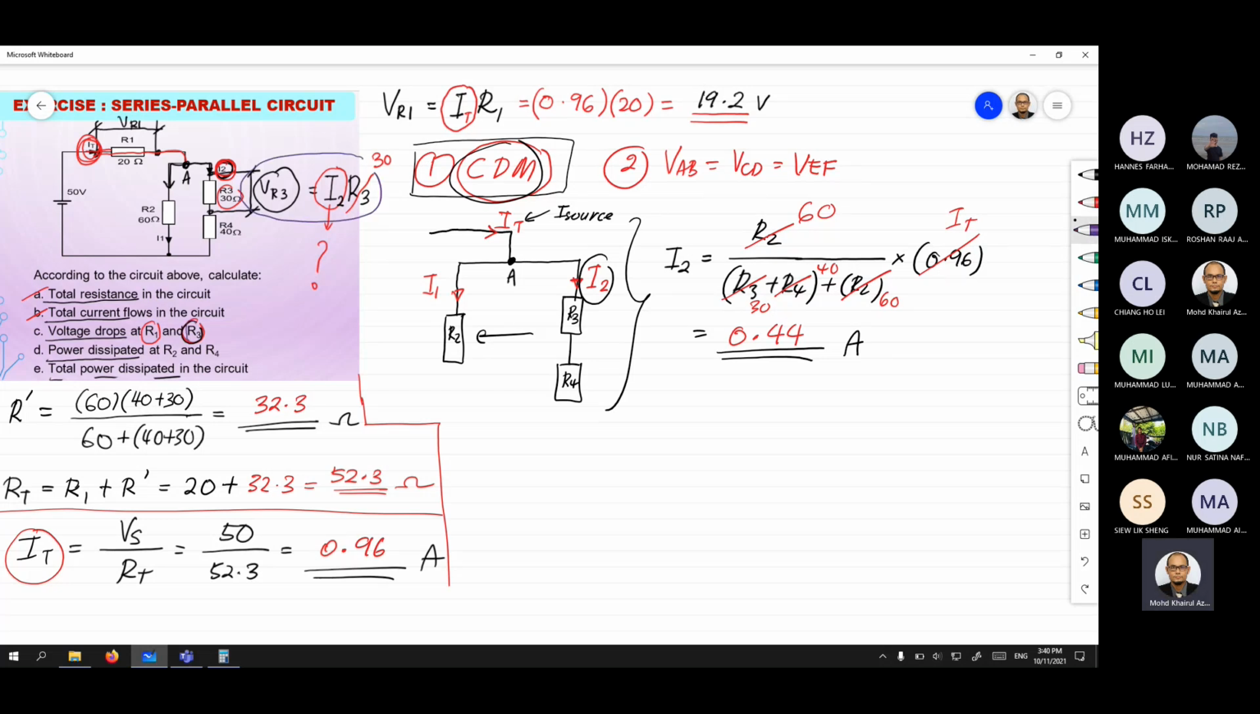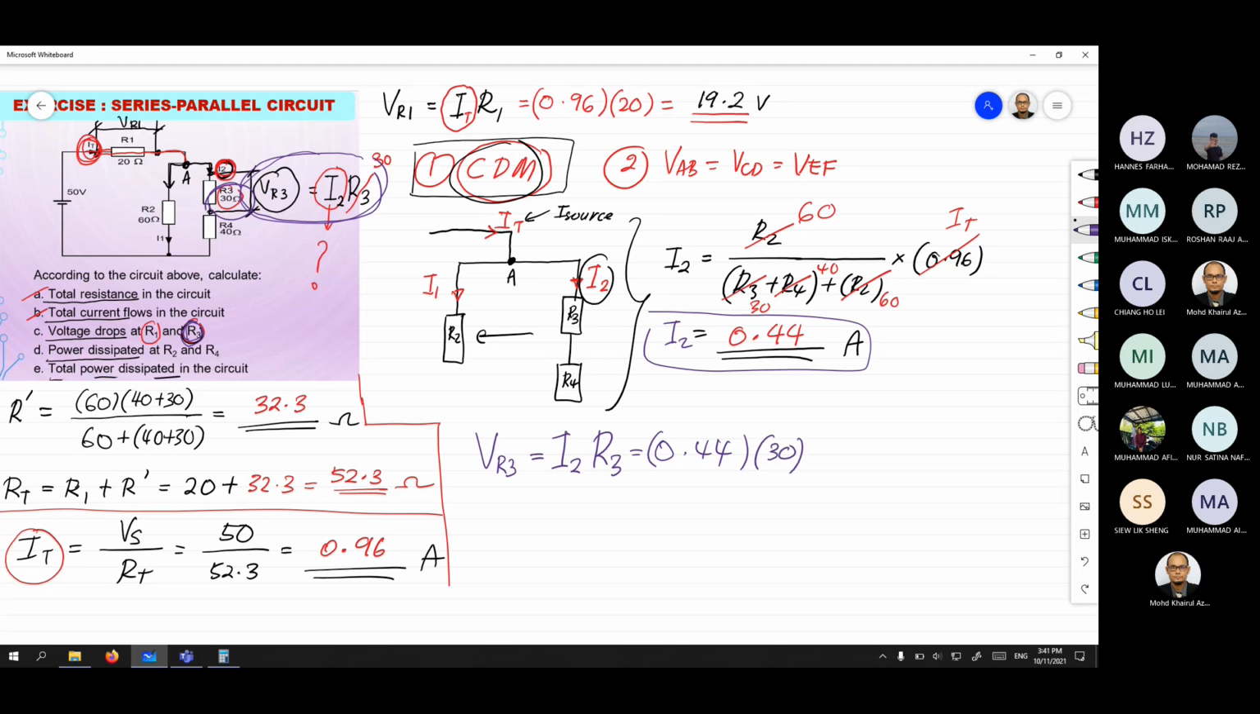Ingat tak balik formula ni? Soalan suruh cari R3 punya voltage drop kan? So VR3 is equal to I2 R3. So I2 you sudah kira, 0.44 darab R3 which is 30. Then you dapatlah nilai. Tolong kira kejap berapa? 13.2. Alright. So settle lah yang nombor C ni.